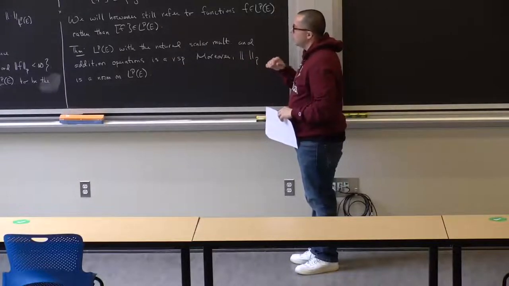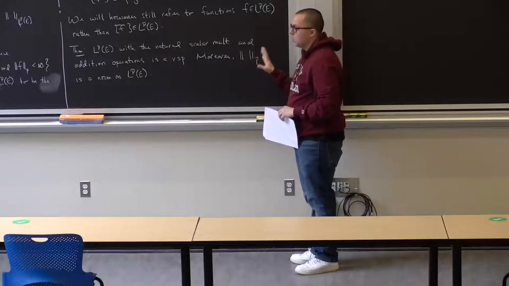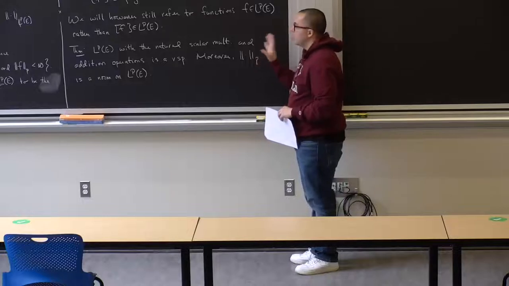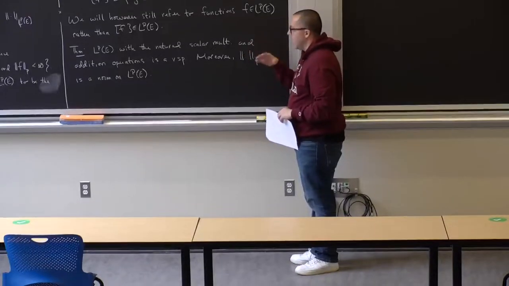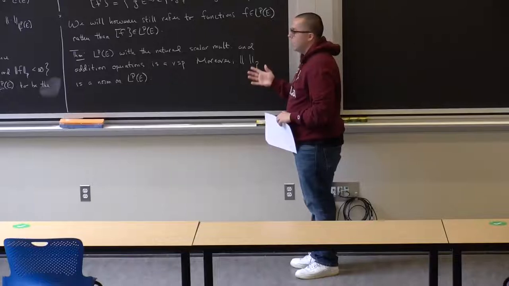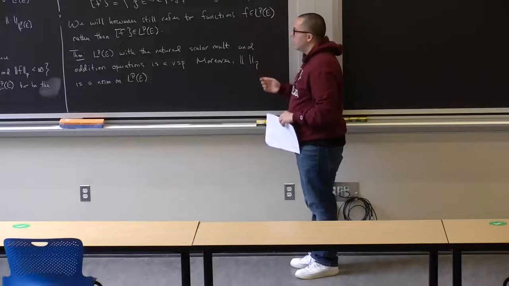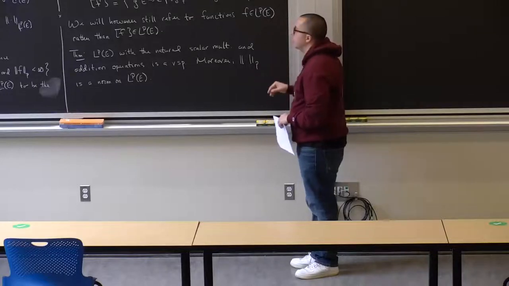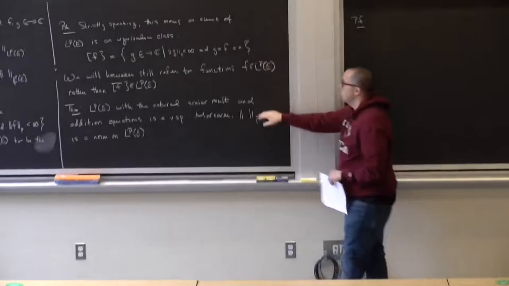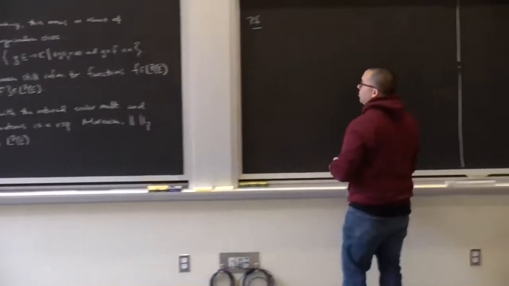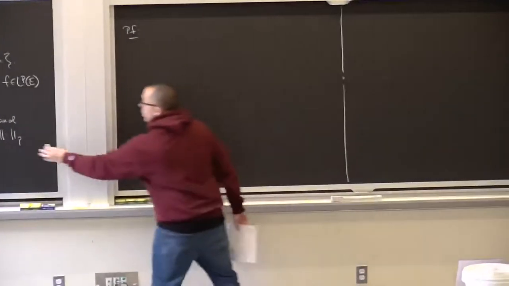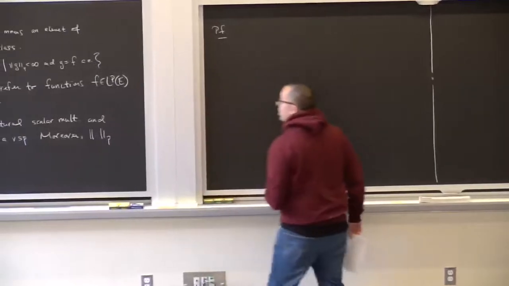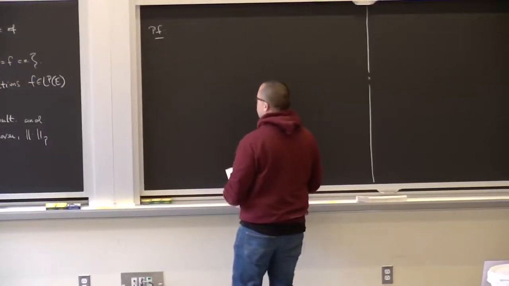So this is going to be the only theorem and proof where I actually refer to the fact that LP is a set of equivalence classes. After that, we just won't do that anymore, and we'll just think of LP as a set of functions where two functions are the same element if they equal each other almost everywhere. But first thing to note is that this is actually well defined on this set of equivalence classes.